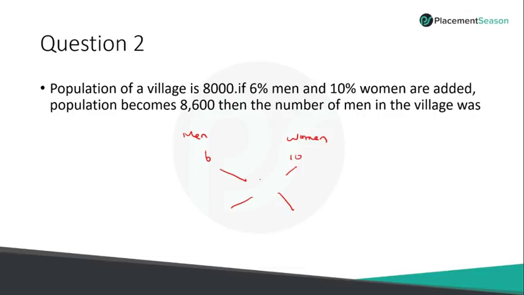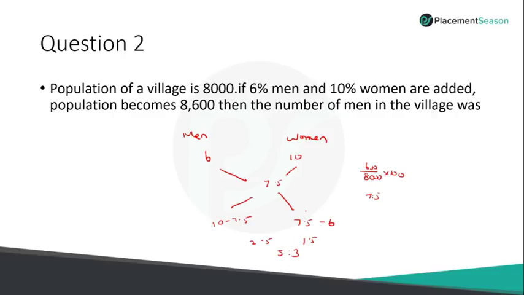okay, here it is a mean value or the aggregate percentage. So out of 8,600 totally added, what percentage is that? 7.5%. So the overall change is 7.5%. So to calculate men's equation, the ratio is 10 minus 7.5 and 7.5 minus 6. So this is 1.5 and 2.5. So the ratio is 5:3.